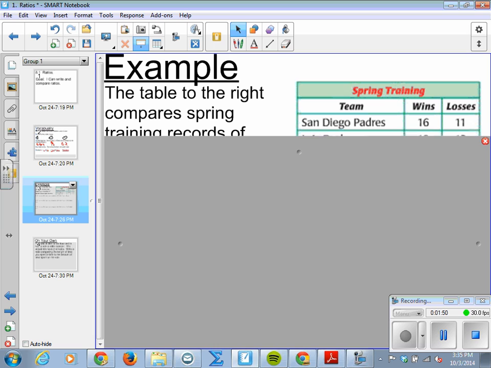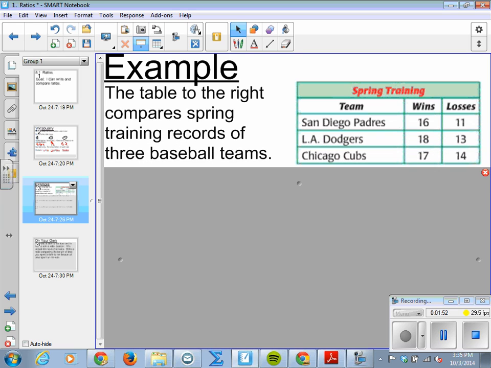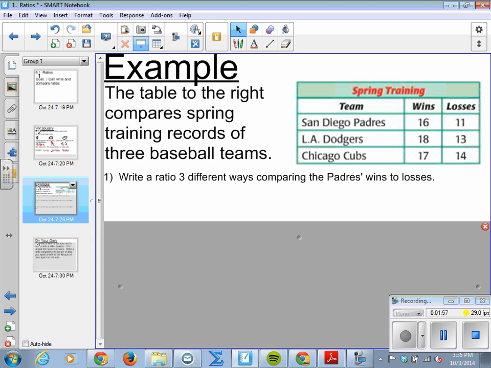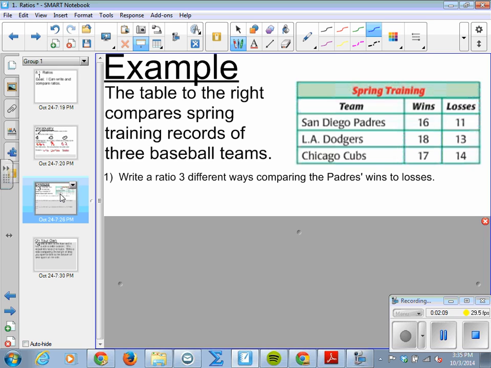So our example here, we have a table that compares the spring training records of 3 baseball teams. So we'll start by writing a ratio of 3 different ways, comparing Padres wins to Padres losses. Feel free to pause it now if you want to try it yourself, or to keep it on as I will keep moving. The Padres won 16 games. They lost 11 games. So we have 16 to 11. 3 different ways.